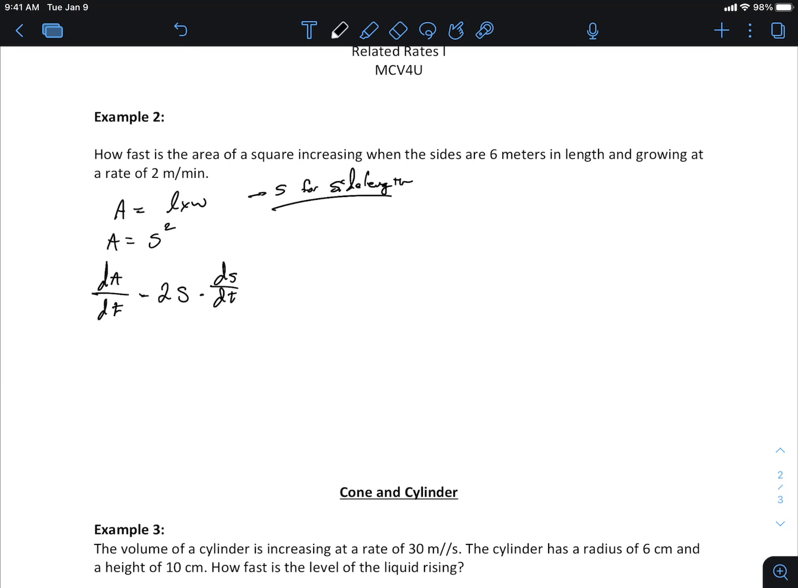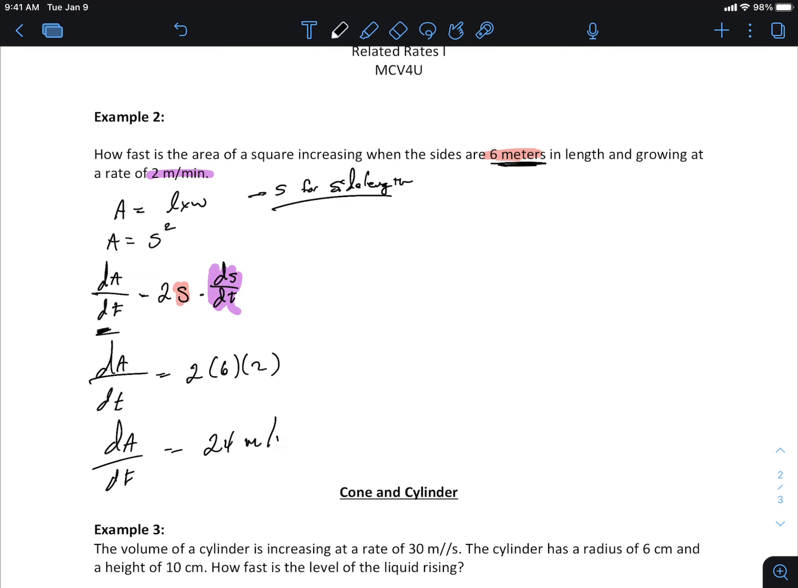Okay, and we know all of this information, right? It told us what we're looking for: how fast the area is increasing, because we're looking for dA/dt in this particular question. But we know at one moment in time when the side lengths are 6, that's going to be our S value. And the side length is growing at a rate of 2 meters per minute. That's ds/dt. So we'll just plug that information in. dA/dt is going to equal 2 times 6 times 2, and dA/dt is going to equal 12 times 2, which is 24 meters per minute.